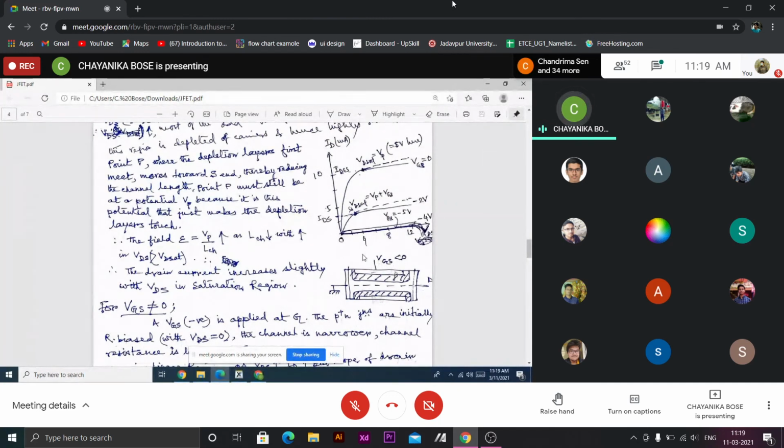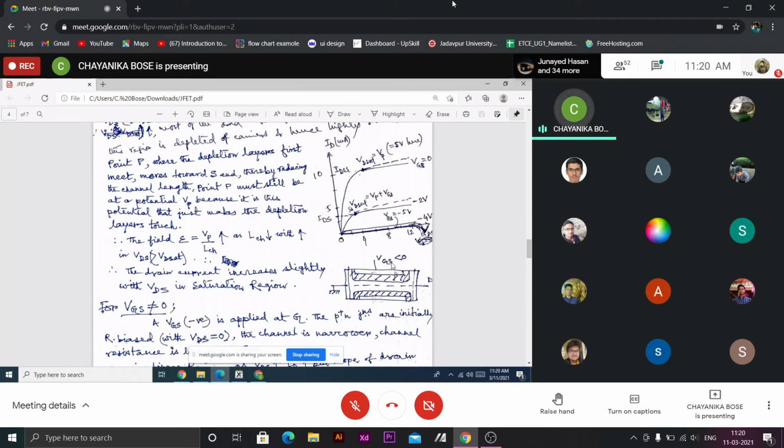Now gates are no more shorted to source. There are two gates shorted so that we get a single gate terminal, so that the behavior here and here will be identical. Both top and bottom half of the channel will be treated identically. So if we apply some negative potential to the gate, VGS with respect to source, which is at ground. So VGS negative means our P plus gate gets negative potential. So the P plus N junction is now reverse biased.